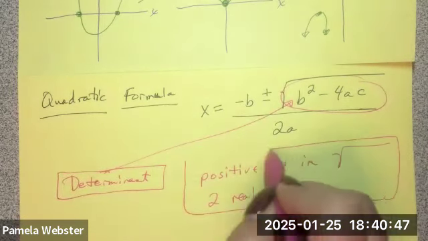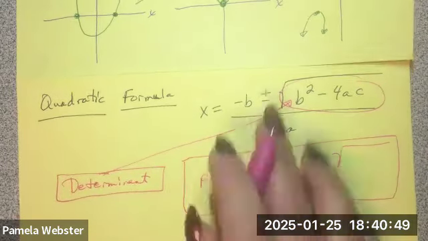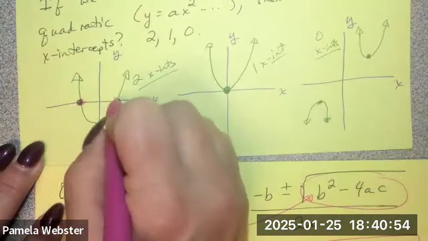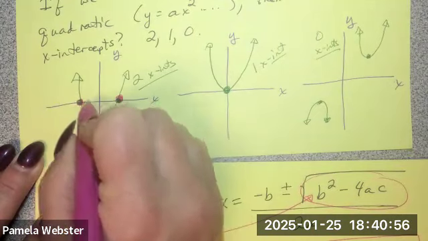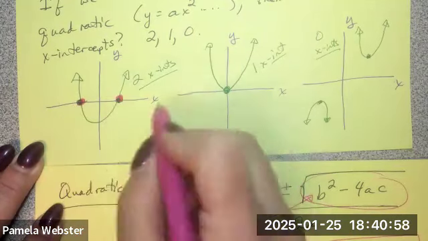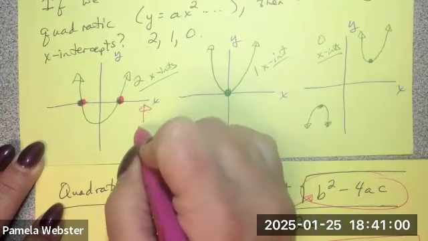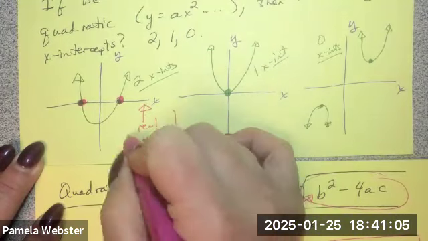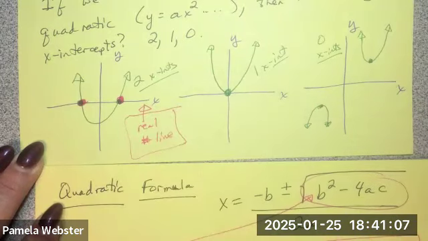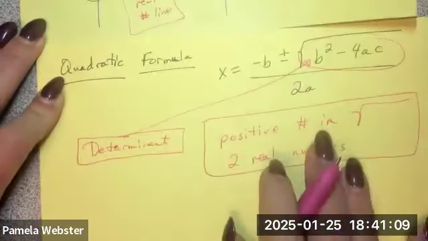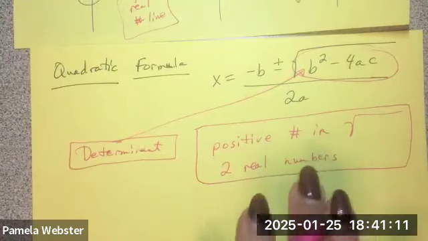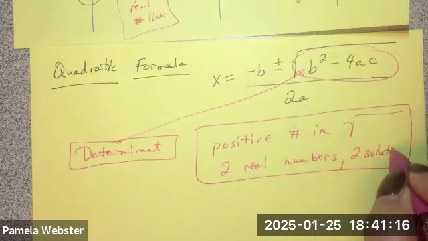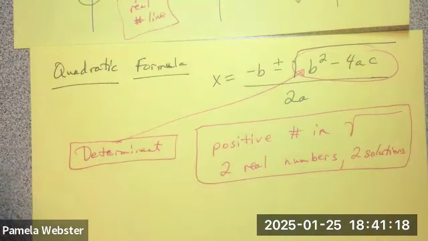If it's a positive number inside of the square root, then my solutions, remember these are my x-intercepts I'm finding, are my solutions. There are two of them on the real number line, right? That's the real number line. So if it's positive inside of that radical, then I get two real numbers. I get two solutions.